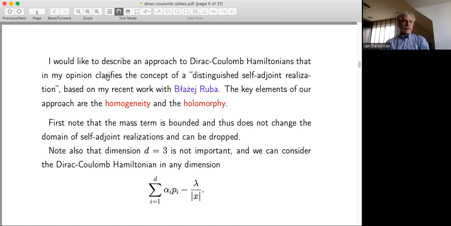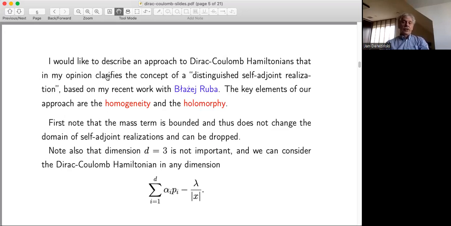Let's try to simplify the problem, to throw away inessential elements. So first of all, the mass term is bounded. Therefore, it does not change the domain of self-adjoint realizations. So let's drop the mass term. Of course, physically, the mass is important, and it affects, of course, the spectrum. But right now we are not interested in eigenvalues. We would like just to define the Hamiltonian, and for this, to specify the domain, and for this purpose, the mass term is irrelevant. And another irrelevant feature is the dimension.